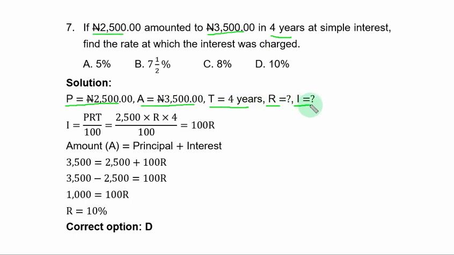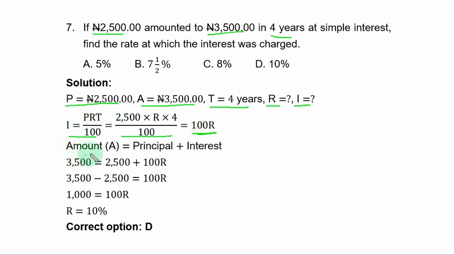The rate is unknown. The interest is known. To get the rate, we need to use the amount formula. In that formula, the interest is needed. So we get the interest in terms of the rate. So this is the interest formula. You replace principal and time with their values. If you divide and multiply, or multiply and divide, you have 100 R as the interest.